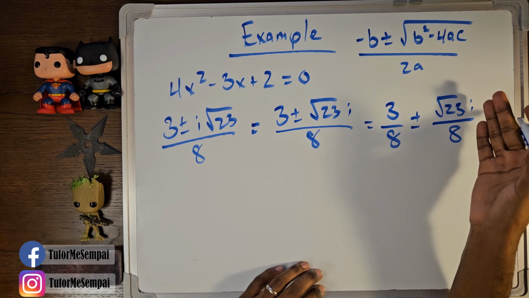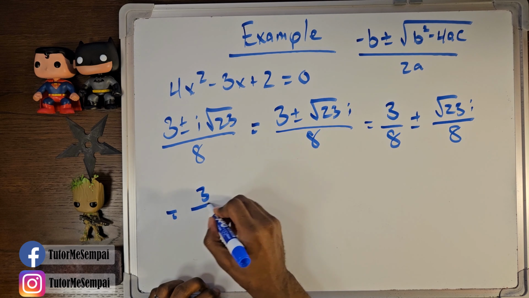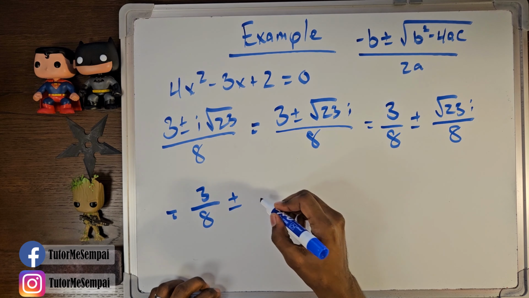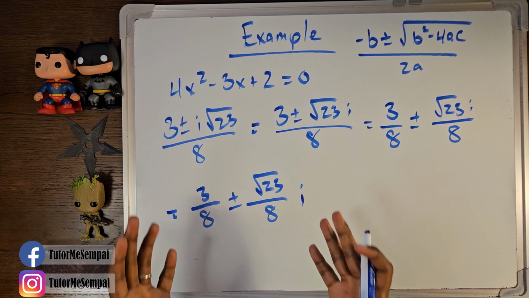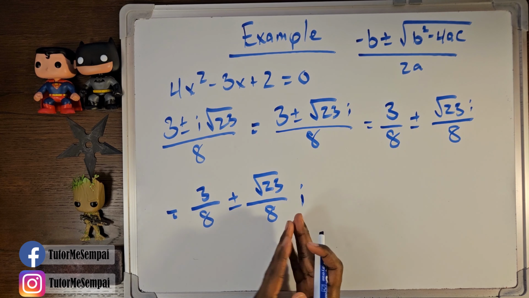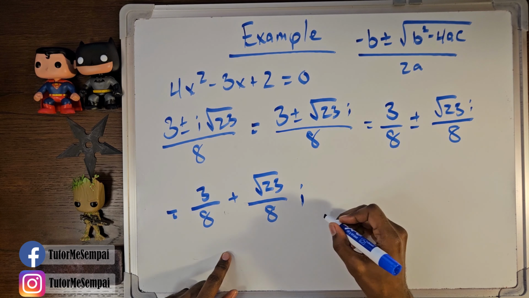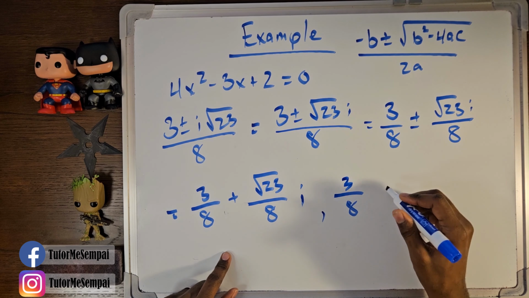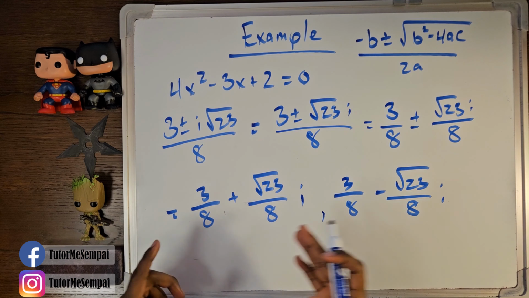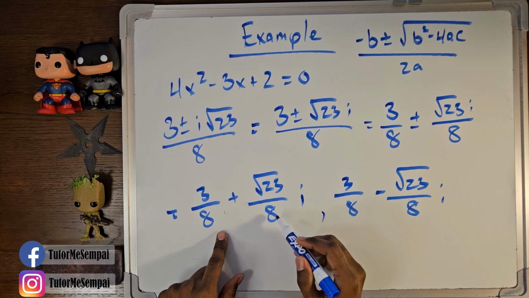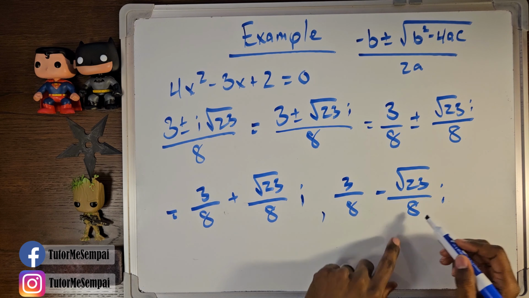You know that you can rewrite this. Instead of having your i up top, we can rewrite this as 3 over 8 plus or minus the square root of 23 over 8 i. And this would be the final answer in complex number form. You have two roots. You have your plus and your minus. If you were to write all of this out, you would have 3 over 8 plus the square root of 23 all over 8 times i. And you have 3 over 8 minus the square root of 23 over 8 times i.